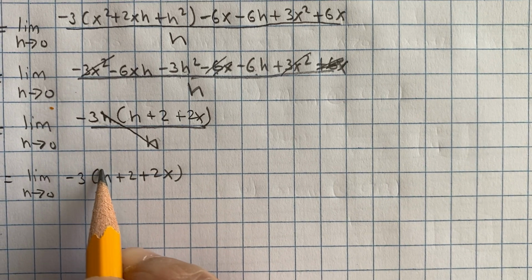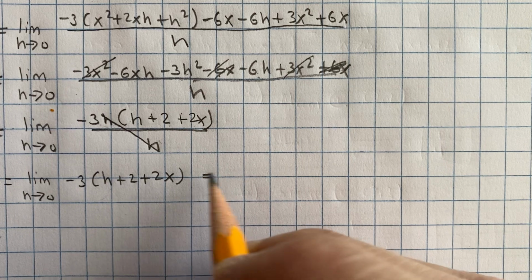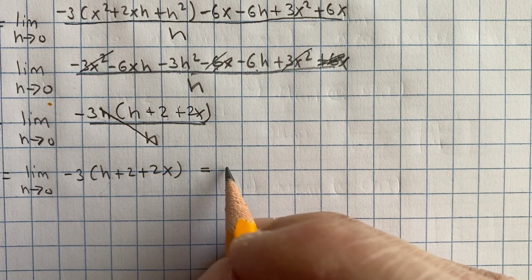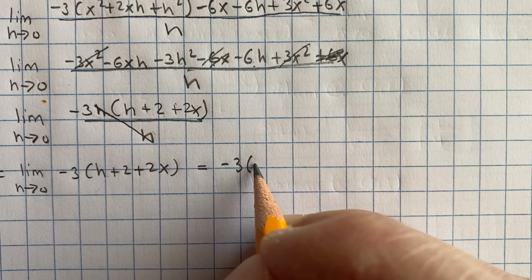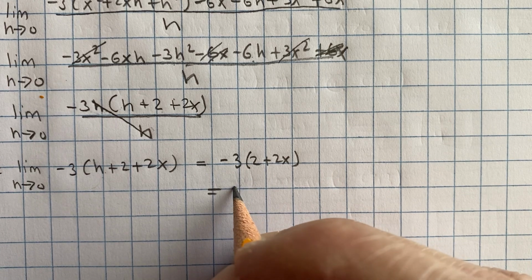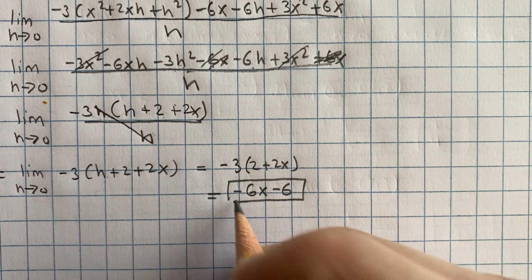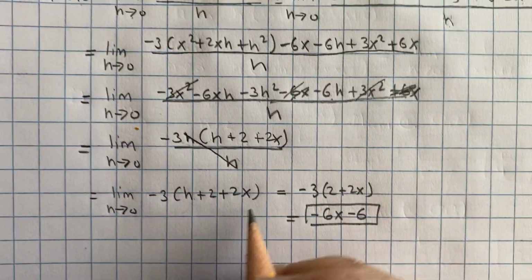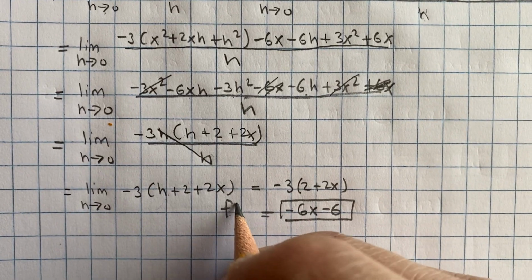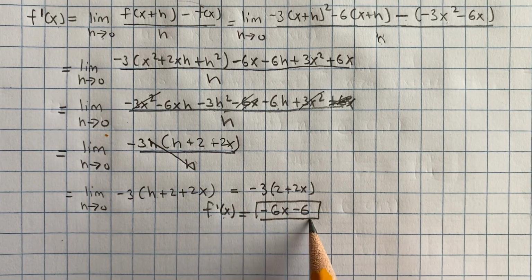Okay, so this very last line, it looks like you can plug in h is 0. So do that. If you plug in 0 over here, you're going to get negative 3 times 2 plus 2x, which is the same thing as negative 6x minus 6. Okay, so this is my f prime of x. All this equal sign right here, this is basically what f prime of x is. And this is the first derivative, right? Or this is f prime of x.